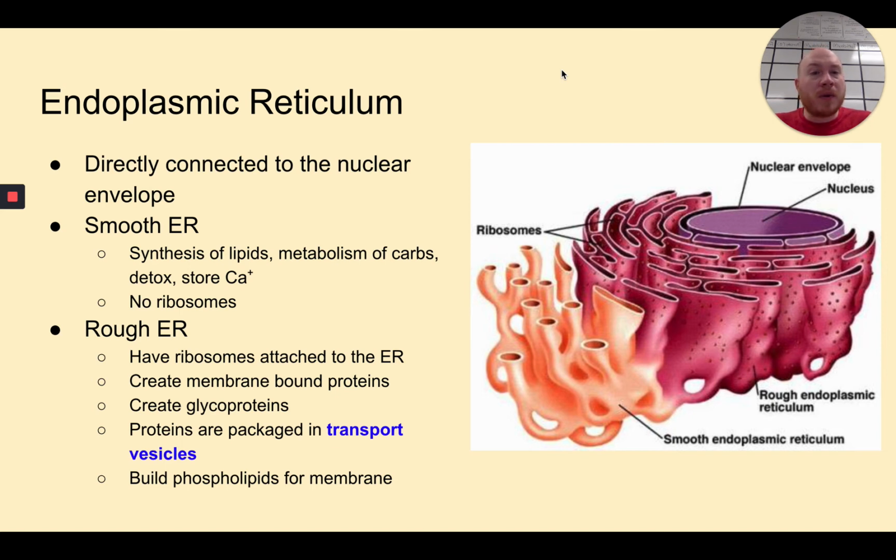It creates membrane-bound proteins. It can also create what are called glycoproteins, which are proteins that have a carbohydrate, or glyco means sugar, so like a sugar attached to them. The proteins are packaged in transport vesicles, which are then shipped to other organelles, specifically the Golgi. It also will help build the phospholipids for the membrane as well. So just be aware that the rough ER has a number of jobs, most of which revolve around making proteins for the membranes and then helping make the membranes themselves.